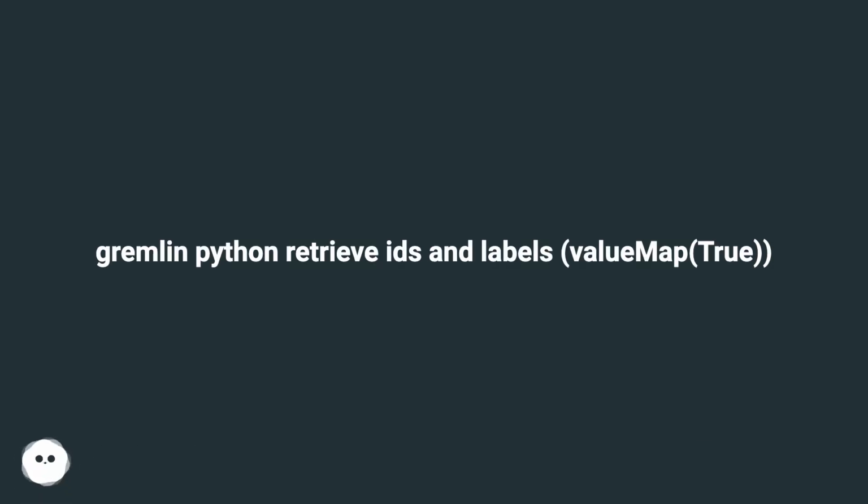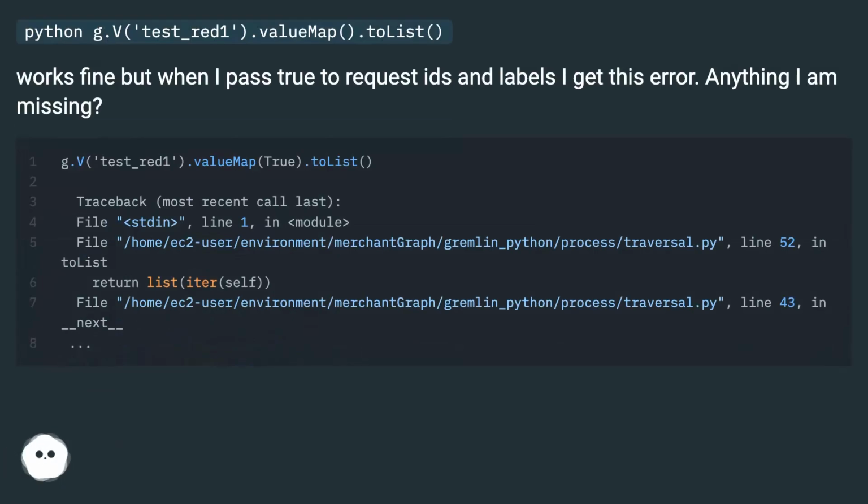Gremlin Python retrieve IDs and labels, valueMap(true). In Python, g.V().has('test_red1').valueMap().toList() works fine, but when I pass true to request IDs and labels I get this error. Anything I am missing?